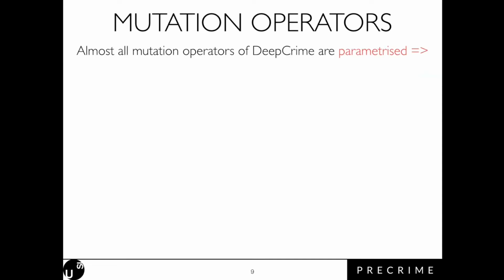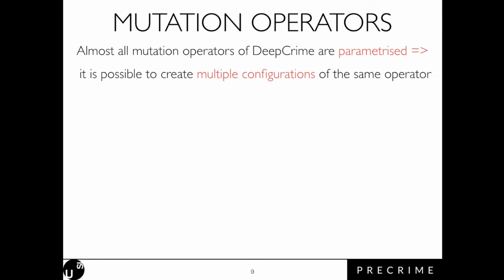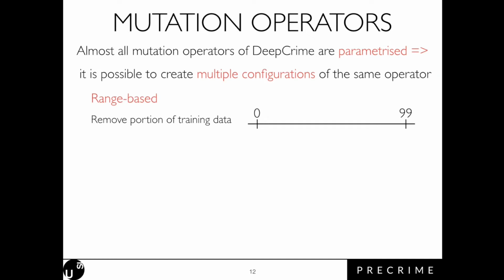What's important to know is that almost all of the mutation operators in DeepCrime are parameterized. What it means is that if an operator has a parameter, by changing the value of this parameter, we can create different configurations of this operator and thus we create different mutants. For example, we have the operator that removes a part of the training data. The parameter of this operator is the percentage of the removed data. So we can remove from 0 to 99% of the data, let's say, because ideally we want something to be left to train the model.